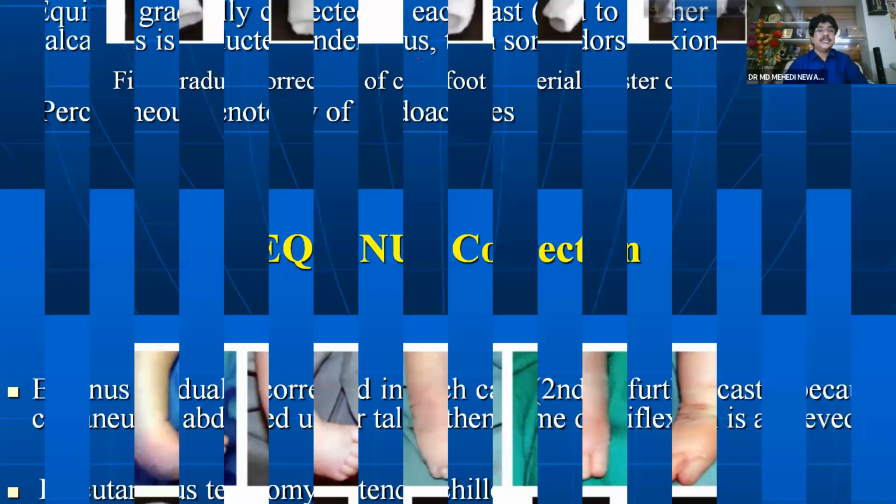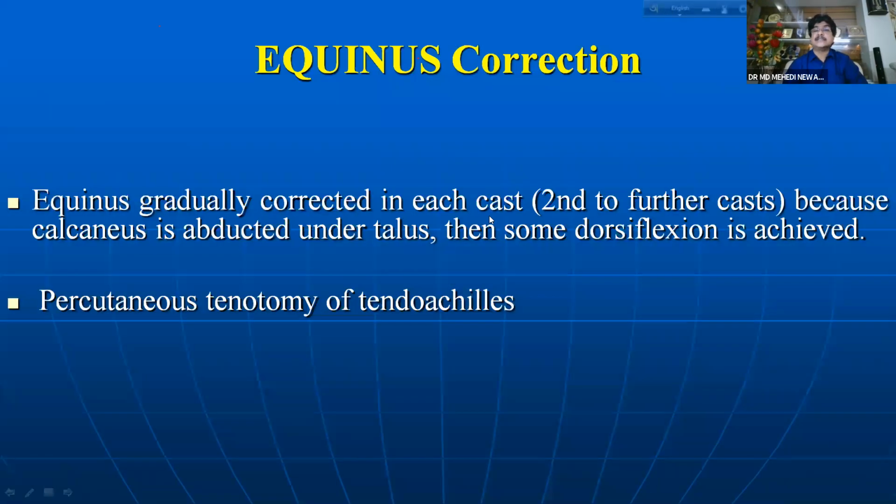Equinus correction. Equinus is gradually corrected in each cast, in the second and further casts, because the calcaneus is abducted under the talus. I repeat it, the calcaneus is abducted under the talus, then some dorsiflexion is achieved. Percutaneous tenotomy of the Achilles tendon is done later.